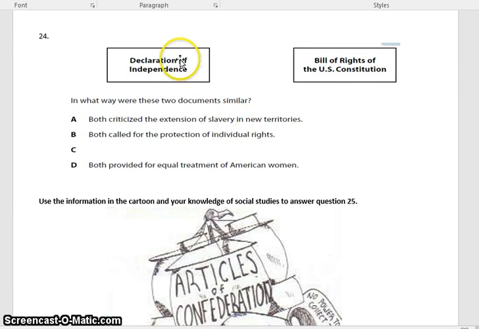24. We have the Declaration of Independence, the Bill of Rights, and the U.S. Constitution. In what way were these two documents similar? A. Both these documents criticized the extension of slavery in the new territories. B. Both called for the protection of individual rights. Or D. Both provided for equal treatment of American women.